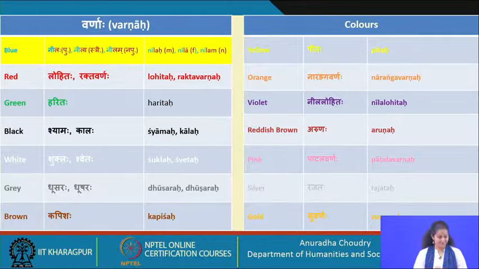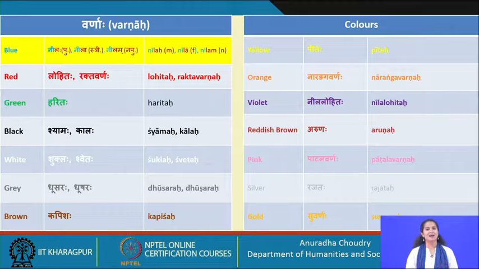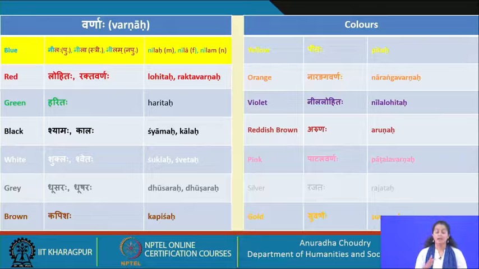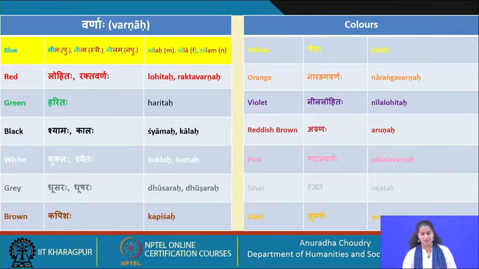The next one is red, Lohitaha or Raktavarnaha. Green, Haritaha. Black, Shyamaha or Kalaha. White, Shuklaha or Shvetaha. Grey, Dhusaraha or Dhusharaha, a slight variation in pronunciation. Brown, Kapishaha. Kapi is a monkey, so it's brownish. Yellow, Pitaha. Orange, Naranga Varnaha. Naranga is also the fruit.